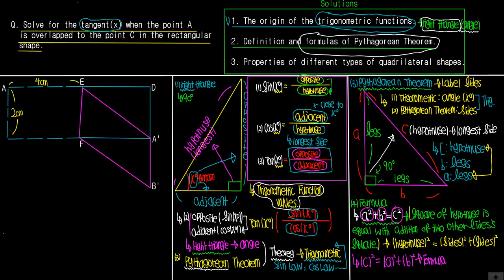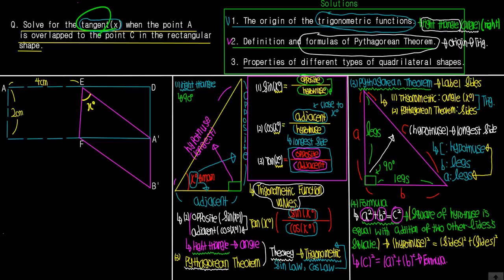And it was not important when it comes to solving this question, but the only reason why we did it is because the Pythagorean theorem is also one of the origins that created our trigonometric function values. So let's go to the third one, which is the properties of different types of quadrilateral shapes, which are going to be the steps that we apply to solve our questions.